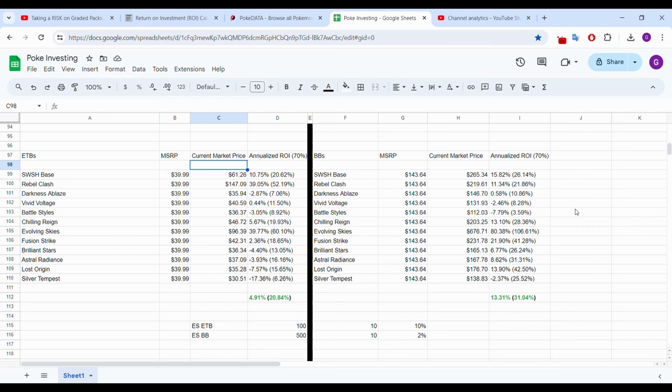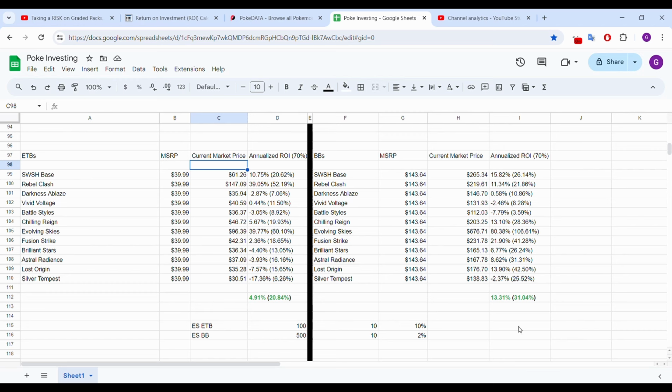Chilling Reign, this is when we start getting into the better ones again. $203.25 currently, that's 13.1% annualized ROI. Evolving Skies $676.71, that's an 80.38% annualized ROI, insane. Fusion Strike, $231.78, that's 21.9% annualized ROI. Brilliant Stars, $165.13, that's 6.77% return. Astral Radiance, $167.78. We just saw Astral Radiance sell out on the Pokemon Center. 8.62% ROI. Lost Origin, $176.70, making huge moves lately. That's 13.9% ROI. And then Silver Tempest at $138.83 currently is negative 2.37% return.